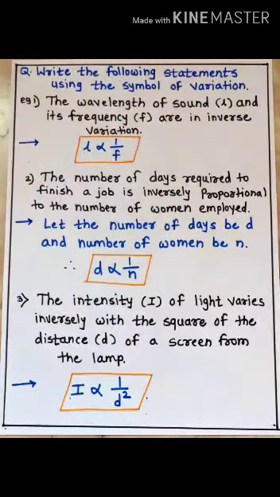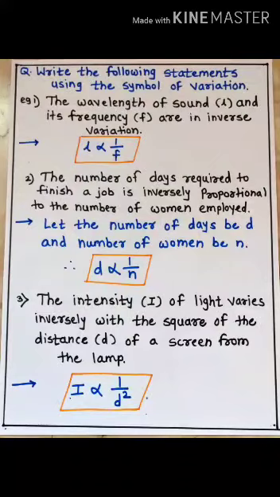Students, now observe how the following statements are written using the symbol of variation. Question: write the following statements using the symbol of variation. Example first: the wavelength of sound L and its frequency f are in inverse variation. So here the wavelength of sound L varies inversely as its frequency f.